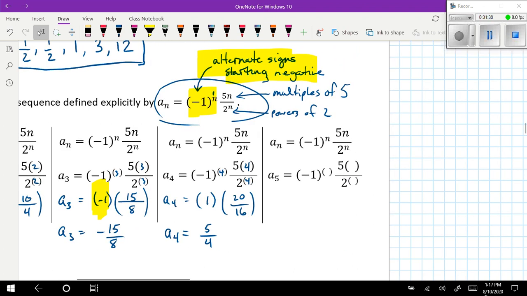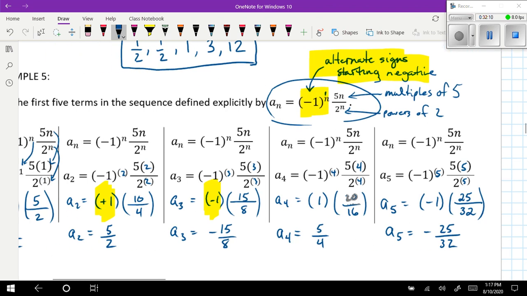So I think I'll bring it over because it's easier for me to write. So this is a sub 5 is equal to -1 to the fifth is -1. 5 times 5 is 25, and 2 to the fifth is 32. So this gives me an a sub 5 as -25 over 32. And by the way, I know 25 and 32 are not going to reduce because I have no number that divides into both those, 25 and 32.